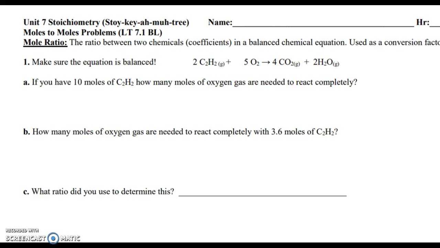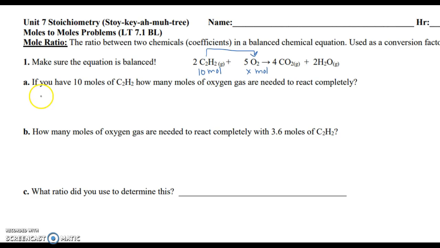Alright, so the first type of problem that we're going to do is learning target 7.1 at a basic level, which is just a mole-to-mole conversion. So if we read the problem, if you have 10 moles of C2H2, how many moles of oxygen gas are needed to completely react? So first things first, under C2H2, I'm going to write what I have, which is 10 moles. And I want to know how many moles of oxygen gas I need, which means I'm going from C2H2 into oxygen gas.